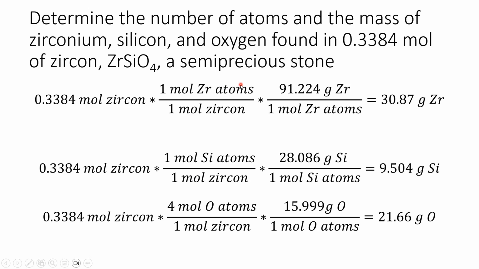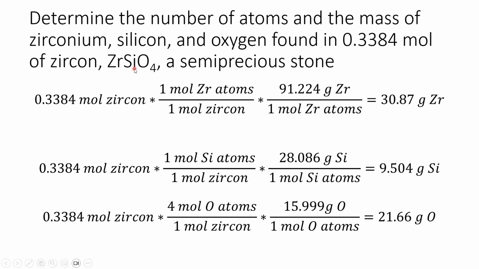But rather than using Avogadro's number to convert to the specific number of those atoms, now we're just using the molar mass to figure out how much each of those would weigh. So if we had 1 mole of zirconium atoms, 1 mole of zirconium has a molar mass of 91.224. So we're just multiplying by that, or 28.086 for silicon, just from the periodic table, 15.999 for oxygen. With oxygen, we've got 4 moles of those per mole of zircon, just because of the chemical formula here.